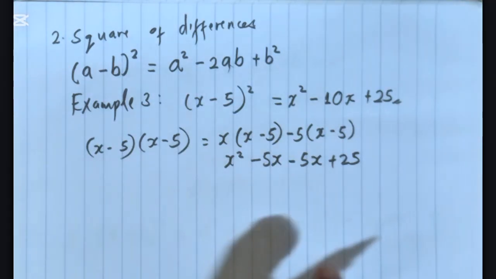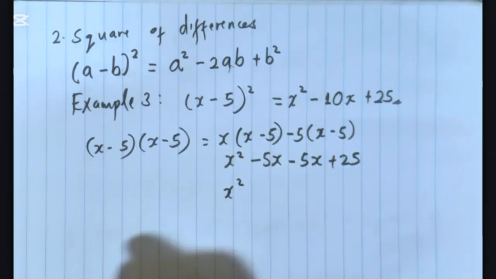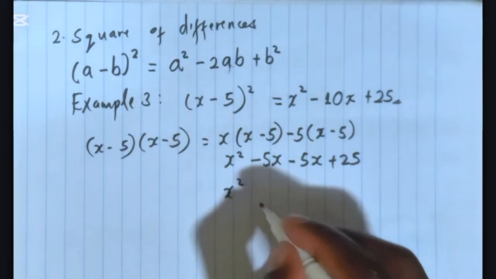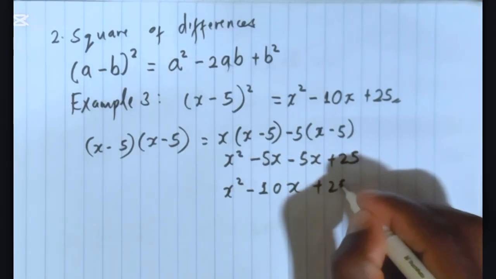Now note, these two are like terms, so we can simplify that. So basically, when you simplify that, it will be negative 5x plus negative 5x, which is actually negative 10x plus 25.